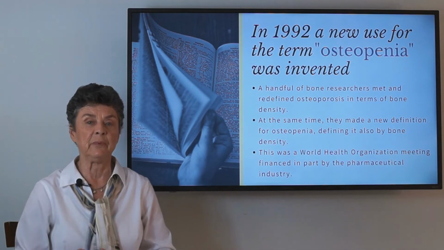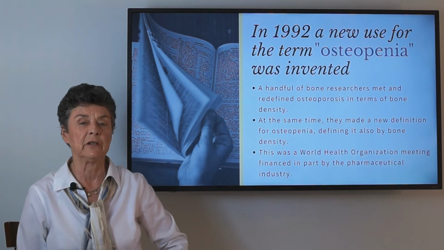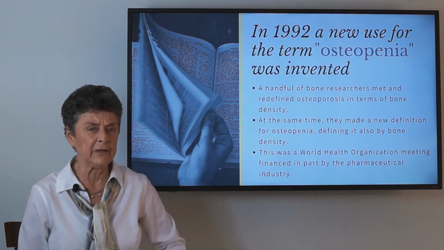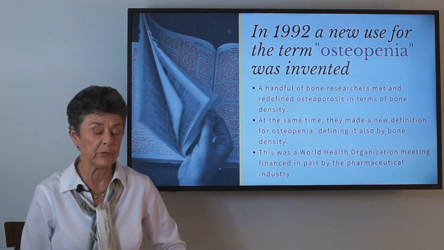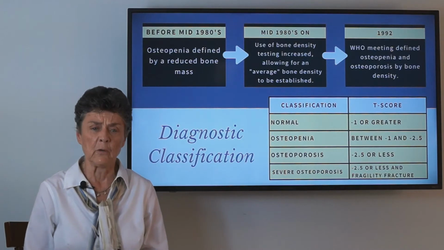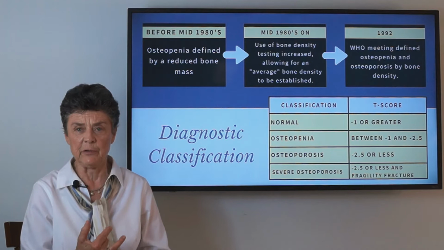start classifying people. If you have a certain measurement, let's call you osteoporosis. Another measurement, let's call you osteopenia. And over time, that osteopenia came to have the tenor of pre-osteoporosis, but it really need not be so. So here's how it was. Before the mid-1980s, osteopenia was just defined by reduced bone mass.